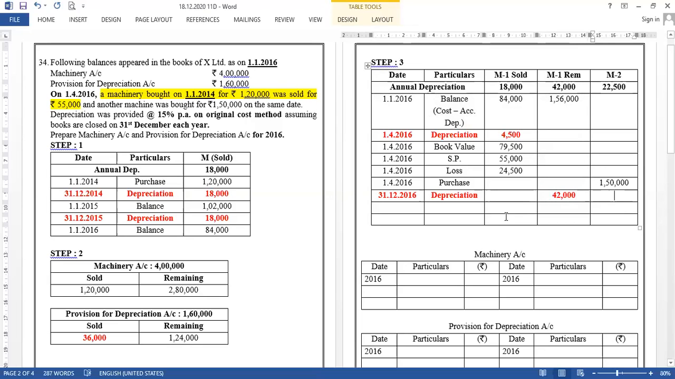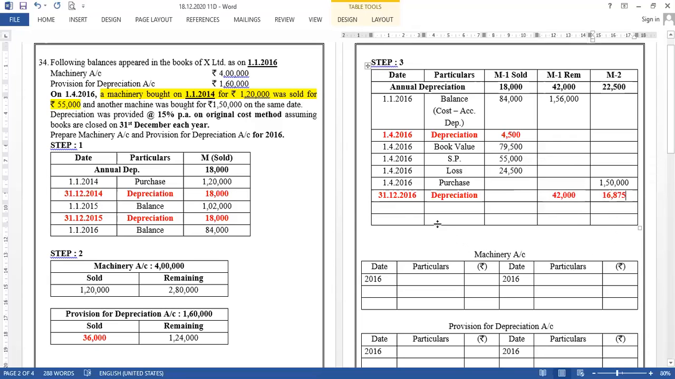And over here, can you tell me, the asset was purchased as on 1/4. From 1/4 till 31st of December, how many months are there? 9 months. Okay, 9 months. Now I need to have depreciation for 9 months. If annual depreciation is 22,500, what is the depreciation for 9 months over here? 16875. That's very correct. 16875, right?